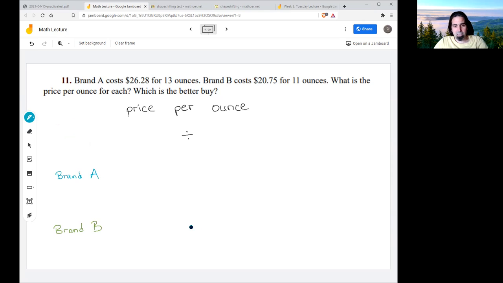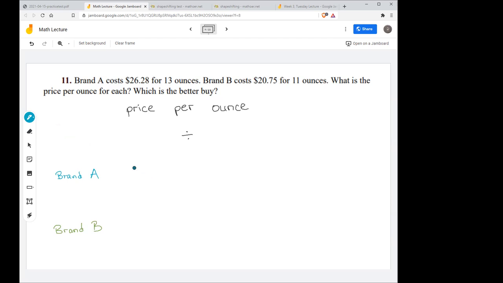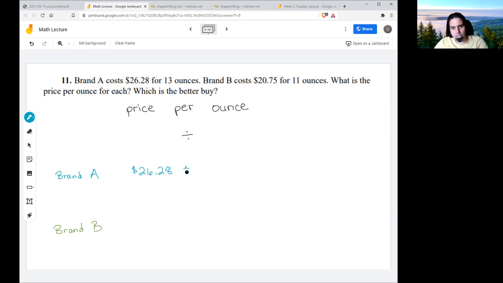Tell me what to write for brand A. Would it be 26.28 over 13? Yeah, I'm not going to write over. I'm just going to write divided by because that fits on my screen better. But if you like to write it as a fraction, then you can do a fraction bar instead of a division symbol. So I do that and I get roughly $2.02. And that's my price per ounce.